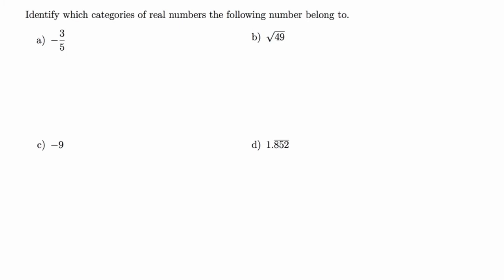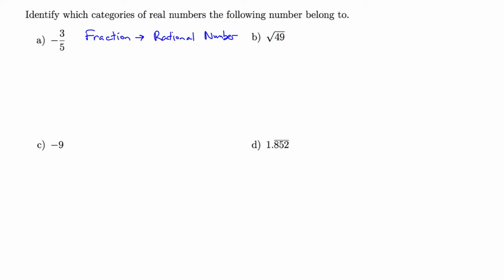Part A, we have -3/5. The first thing that stands out when I look at this number is that it is a fraction. Because it is a fraction, and it does not have a denominator of 0, I know that this is a rational number. But because it is a fraction, and is not a whole number, positive or negative, it does not belong to any other set.